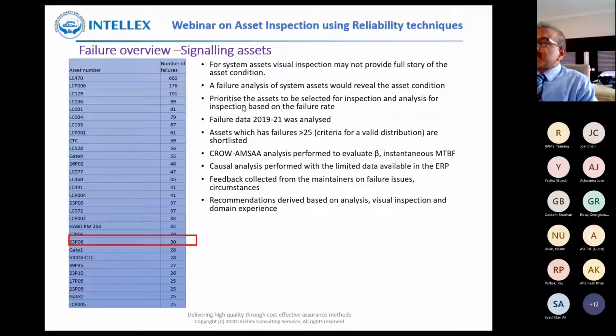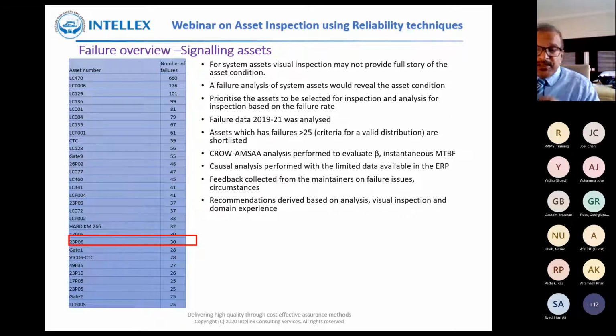So we prioritized the assets, and we have done this for all of the assets that have been prioritized, about 25. We put a criteria of 25 to be on the safe side so that we can evaluate fairly accurately. Then we perform the CROAMS analysis to evaluate beta and also the instantaneous MTBF.